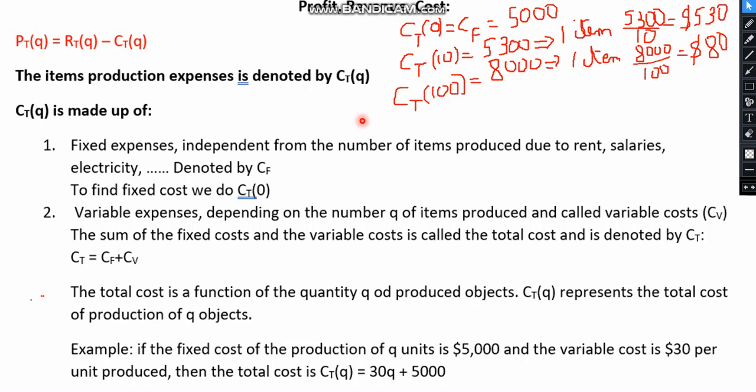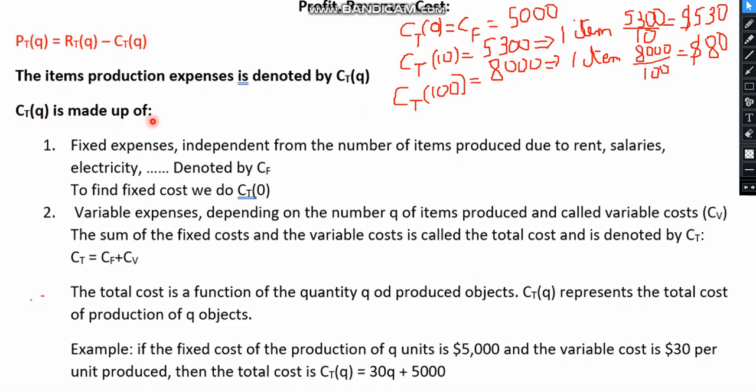Hi students, our study today is about profit, revenue, and cost. Total profit is revenue minus cost, where Q is the quantity produced. We all know that profit is revenue minus cost. We're going to start with the total cost.